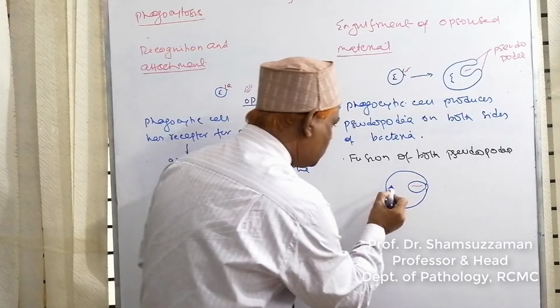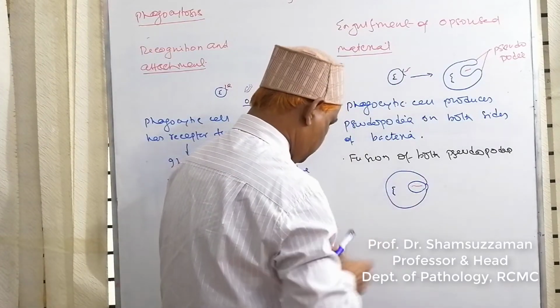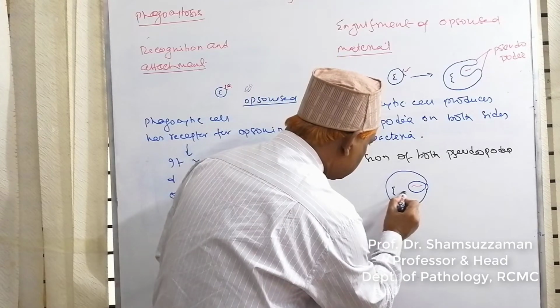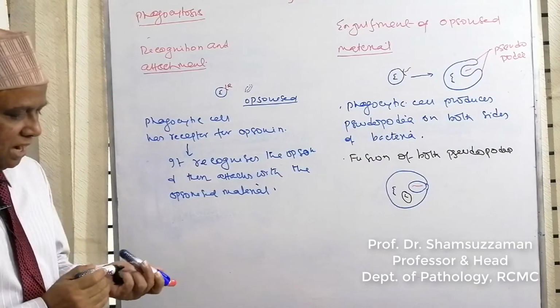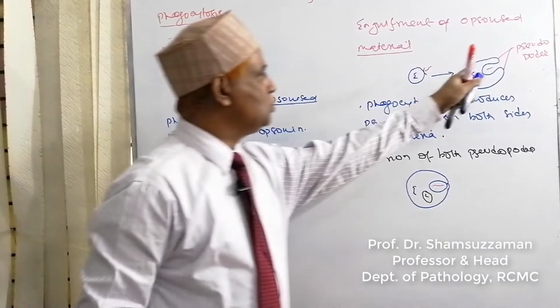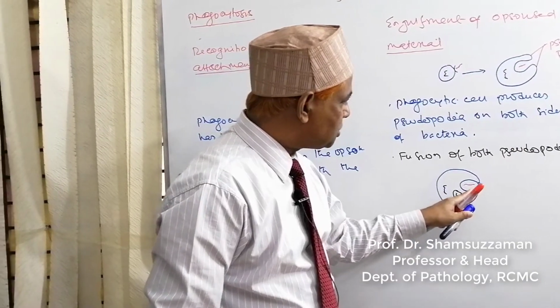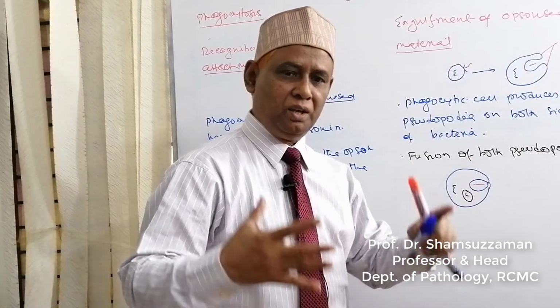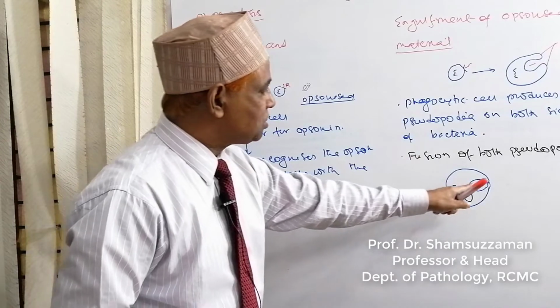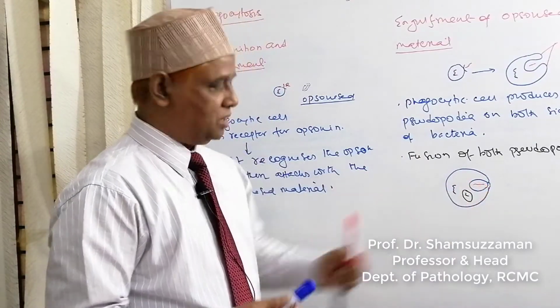And this is the nucleus, and there is a lysosomal bag. Now, after fusion of these two pseudopodia, there is formation of a membrane-bound vacuole, and that vacuole contains the bacteria, and this is called phagosome.